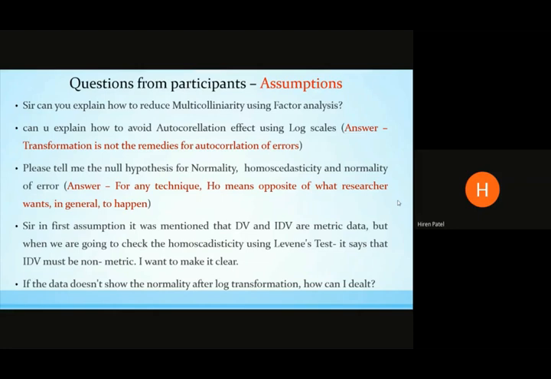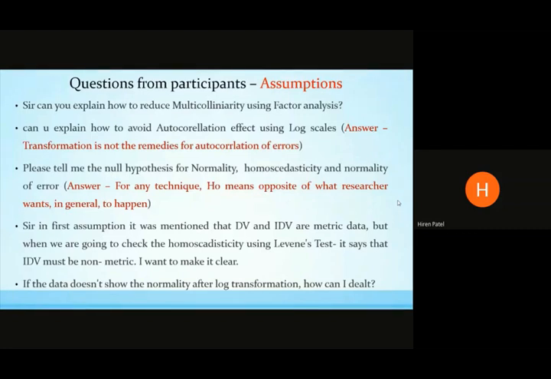But yes, for multi-collinearity in multiple regression, a simple way is to remove an independent variable which has a high correlation coefficient with other independent variables. That is the simplest way to reduce the multi-collinearity as far as the multiple regression is concerned.